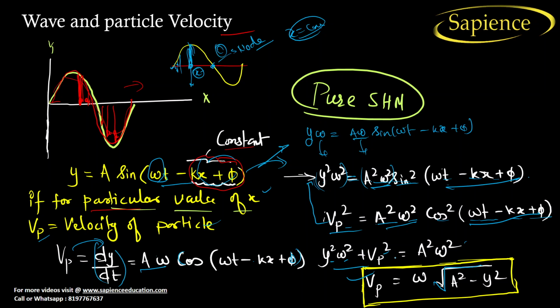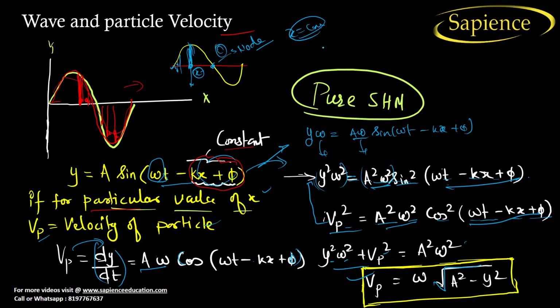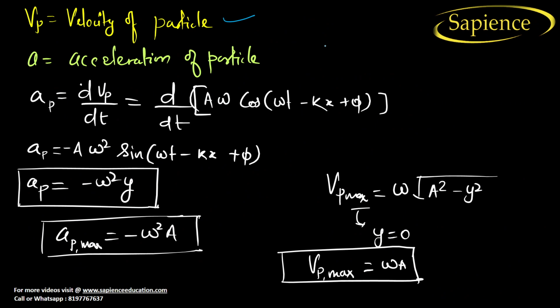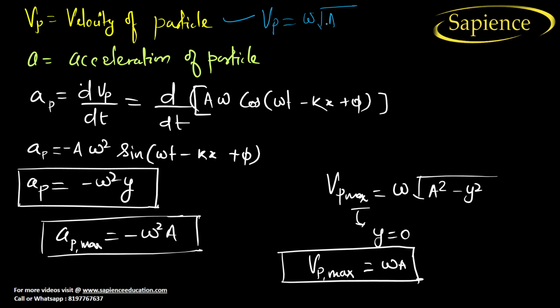So we have finally got the velocity of the particle. Now if we talk about velocity of the particle, that is Vp is equal to omega root under a square minus y square, where a is the amplitude, the maximum amplitude, and y is the particular displacement.